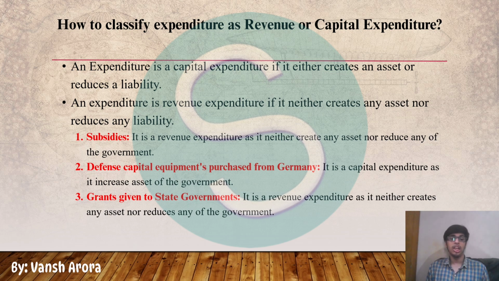Very nice. And the third one is grants given to state government. In this, you have given some amount to the state government, either as a loan or as a grant. So does it reduce your liability? No. Does it create your asset? No, it is not your asset because it is a grant. It is not considered as a loan because it does not create any asset for you. It is not just like loans and advances. Don't confuse between them. So grants given to a state government neither create your asset nor reduce your liability. So it is a kind of revenue expenditure.